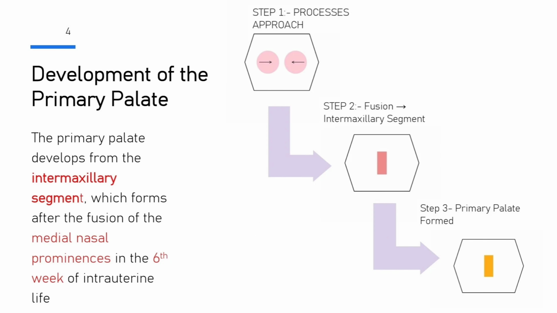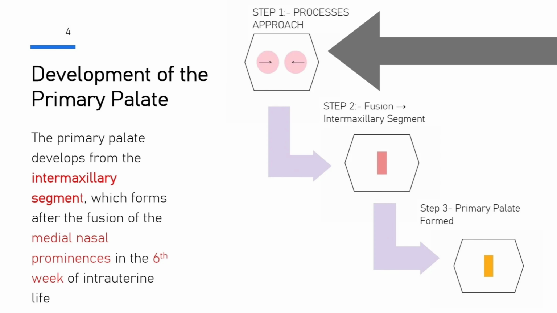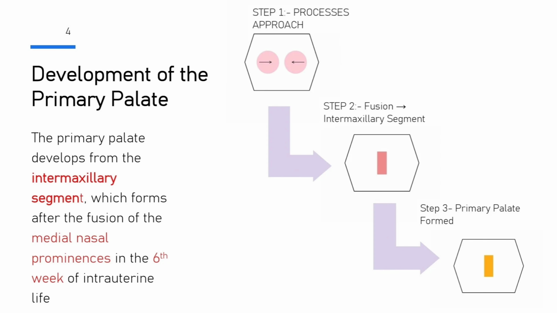We have divided the development into 3 major steps. First step, the nasal processes approach each other. In second step, the processes fuse together to form an intermaxillary segment. In third step, the primary palate develops from the intermaxillary segment.